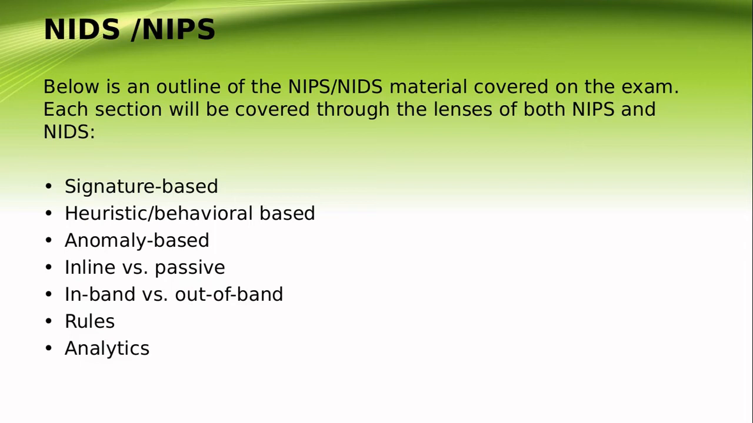Heuristic or behavioral based NIPS and NIDS operate by comparing incoming traffic and packets against a pre-established baseline of normally experienced behavior of the respective organizations. NIDS, being the passive system, will just detect suspicious behavior by comparing to the baseline. NIPS, which focuses on prevention, will go one step further and take some action to either stop or mitigate the potential threat. So the third one is anomaly based.